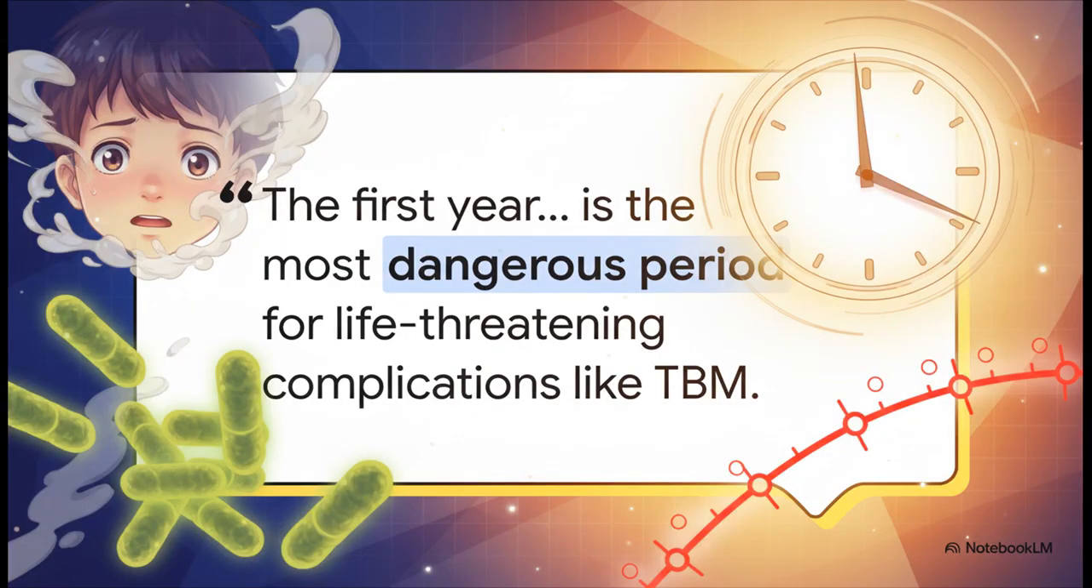The clinical importance of Wallgren's timetable is that it tells us why we have to be so aggressive with diagnosis and prevention in young kids. We are literally in a race against this predictable clock. We have to intervene before that 3 to 6 month window closes to stop those catastrophic complications like TBM.